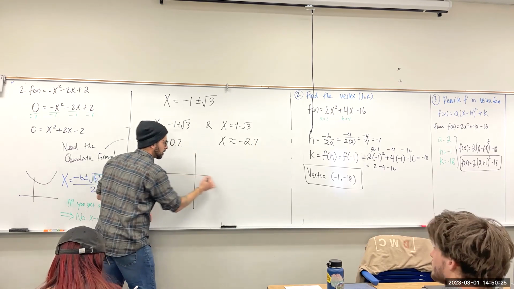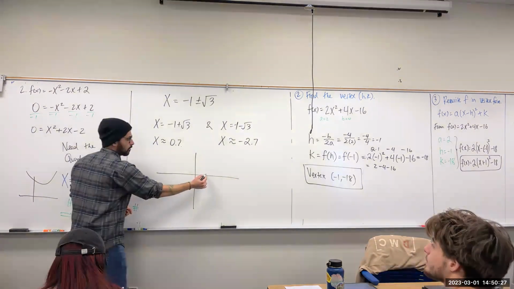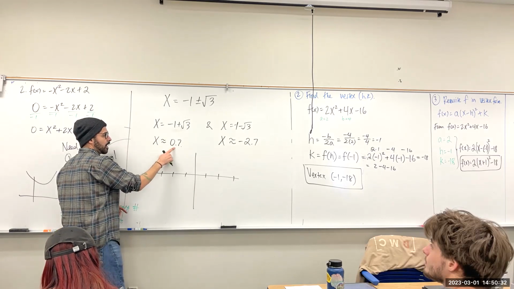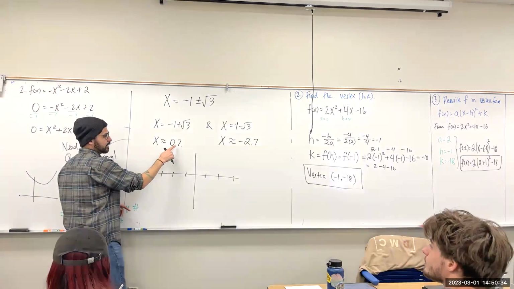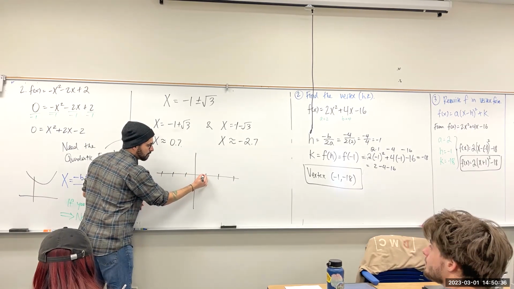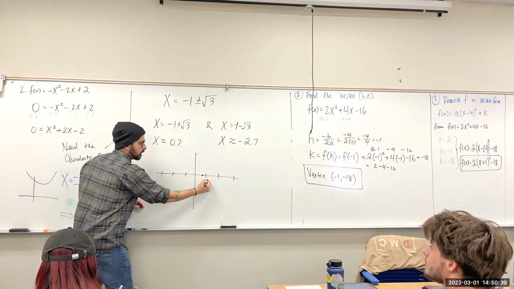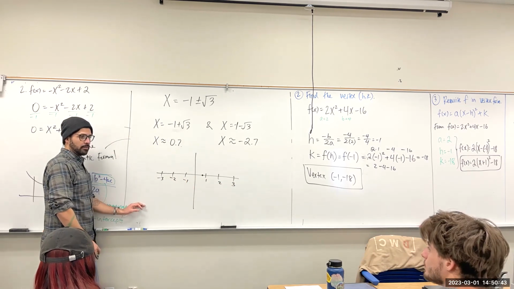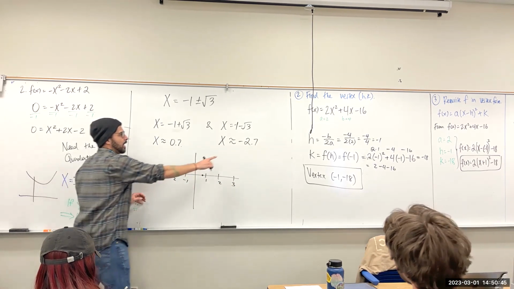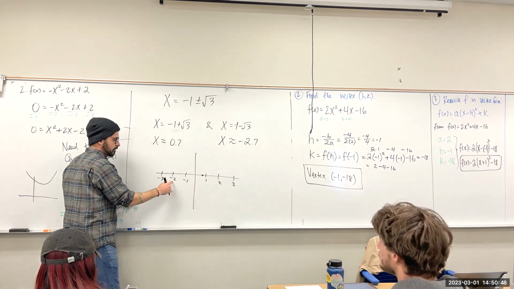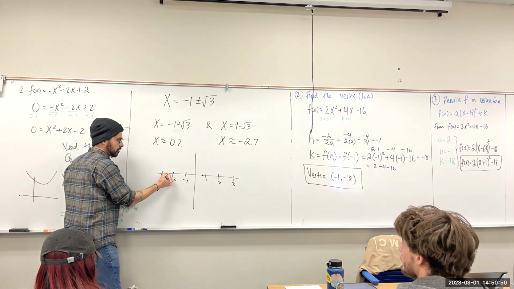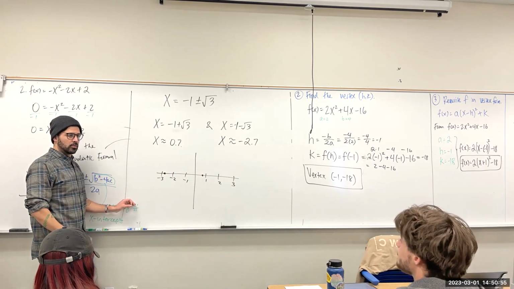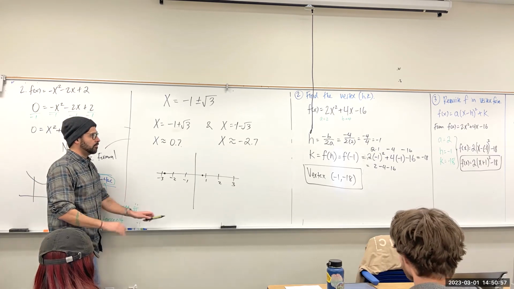So what does that mean? That means on my 1, 2, 3, 1, 2, 3, my graph needs to cross the x-axis around 0.7. Because here's 1, 2, 3. This is why I was doing all this. And at negative 2.7, so that's about right here. So your graph should be crossing around here and then around here. Okay? So just a small little annoying detail.